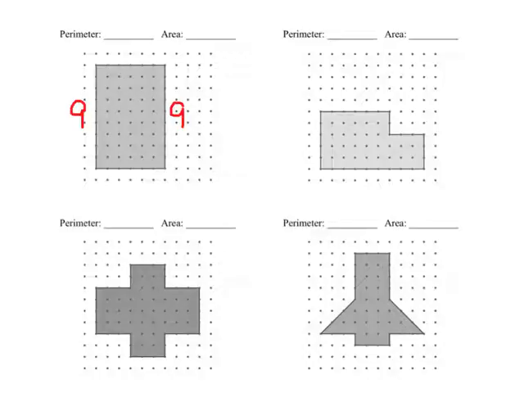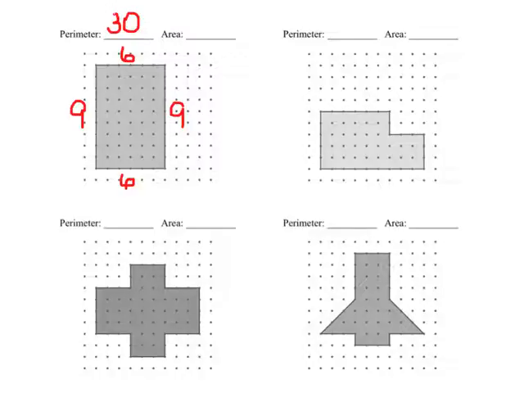Now let's count the top. I have 1, 2, 3, 4, 5, 6 going across the top. And again, since it is a rectangle, I know that the bottom is going to be 6. Now, to find the perimeter, I'm going to add all of the sides. Well, I have 9 and 9, that's 18. And then I have 6 and 6, that's 12. And 18 and 12 would be 30.